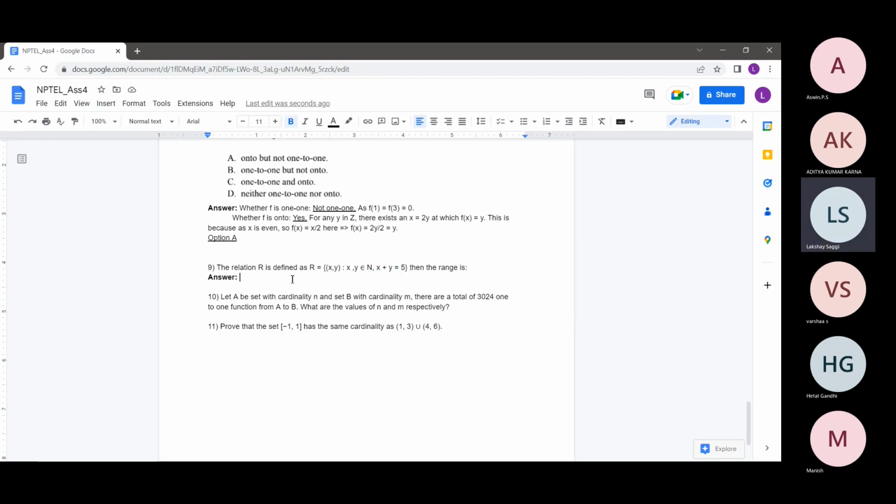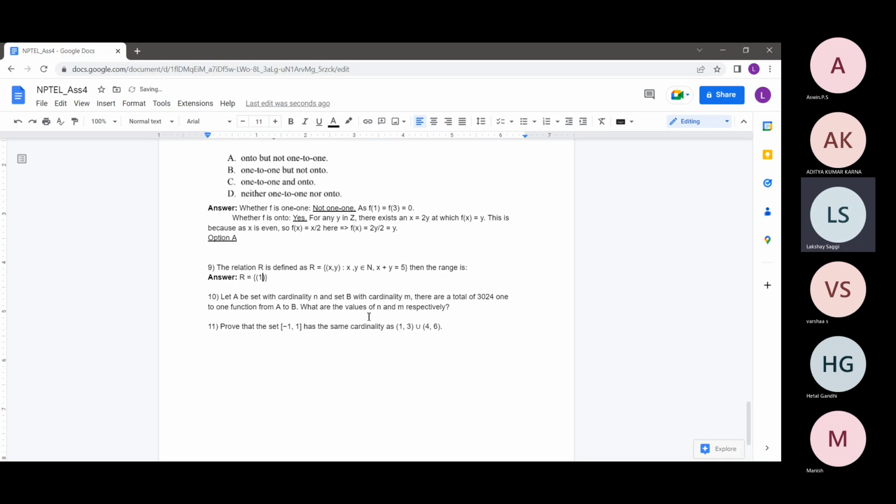So natural numbers are numbers which are greater than 0. So we can just straightforwardly count this relation set also. What are the elements of this set? We can see that x can take the values 1, 2, 3, 4. At x equals 1, y will be 4, x equals 2, y will be 3. Similarly, at x equals 4, y will be 1. And we can't take x more than that because then y will be less than or equal to 0. And since y was natural, this can't be the case.